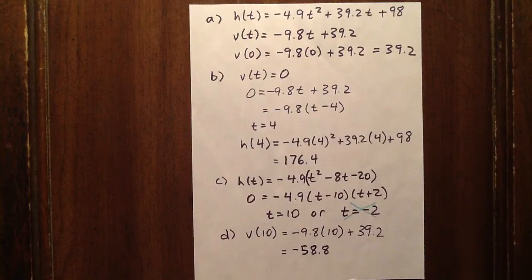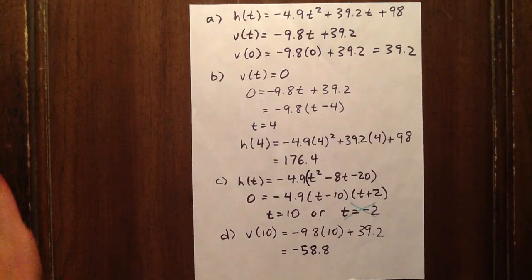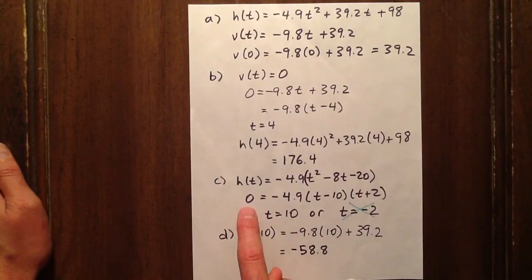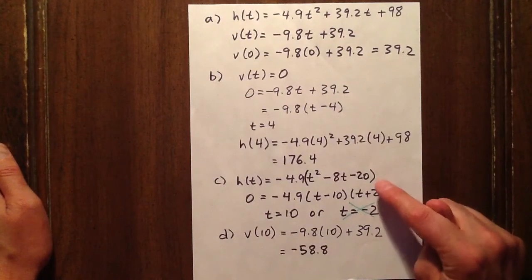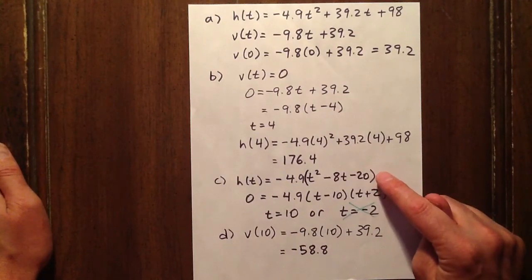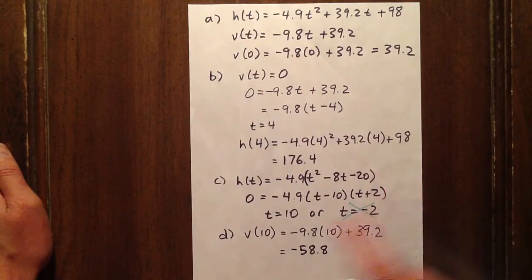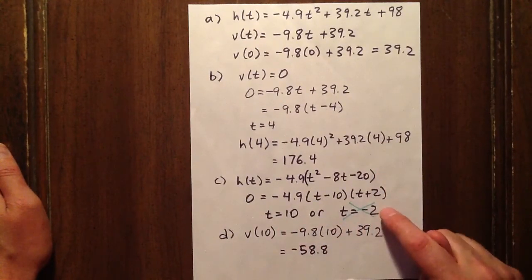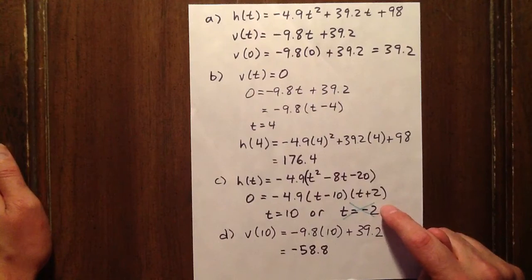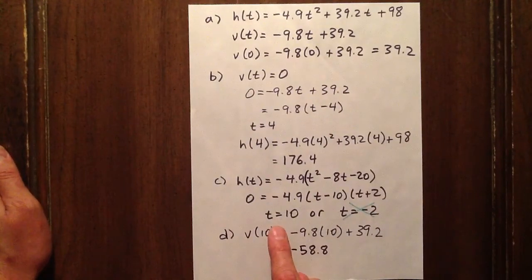Next, we want to know when the ball strikes the ground. Well, that's like asking when is the height of the ball 0. So we simply factor the height expression, and we get that t equals 10 or t equals -2. Well, in the context of this question, t is not negative, so we can see that the ball strikes the ground after 10 seconds.